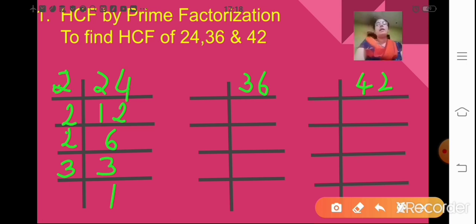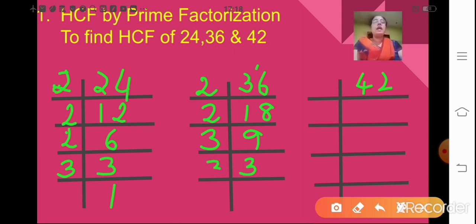Now coming to the number 36. Again 36 is divisible by 2. 2 eighteens are 36. Again 18 is divisible by 2, 2 nines are 18. 9 is divisible by the prime number 3. So 3 threes are 9 and 3 ones are 3. Okay, so you have to go on dividing till you get the number 1 at the end.